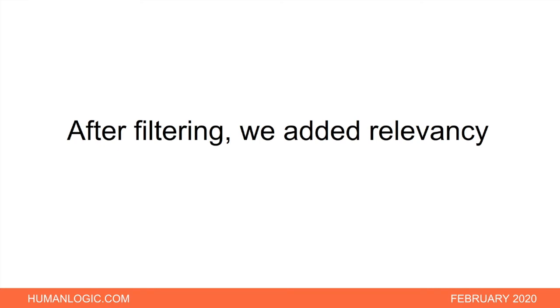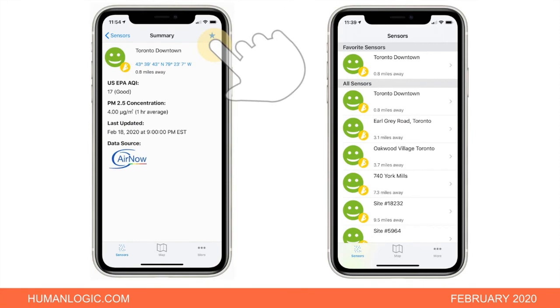So after filtering, we said, well, we're still getting requests. Users were writing to us and saying, I really want to keep my sensor that's on my porch at the top of my list. I don't want to have to scroll through lots and lots of sensors in order to see my sensor. So we added relevance. Relevance means you can actually say, this is my favorite sensor. I want to pin it so that it always shows up at the top of the screen.